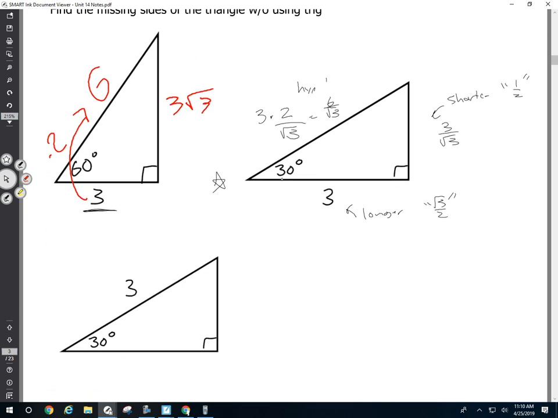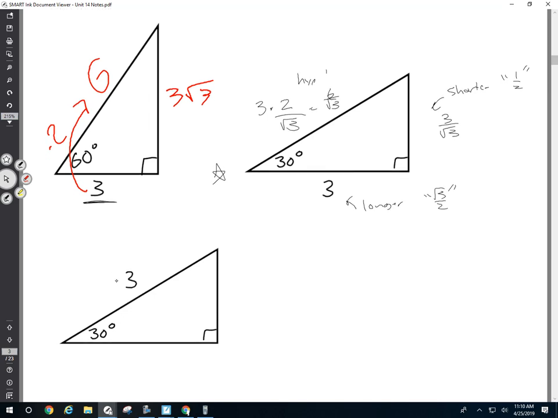Okay, let's see if you can figure out the side lengths for this 30, 60, 90 triangle if the hypotenuse is 3.